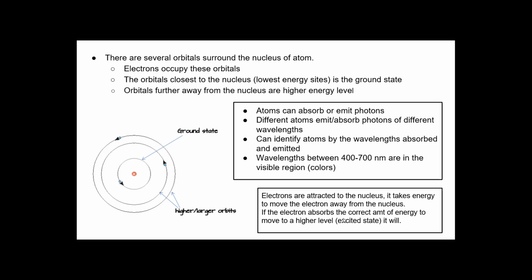Electrons are attracted to the nucleus. It takes energy to move the electron away from the nucleus. If the electron absorbs the correct amount of energy, it will move to a higher level. Not everything it comes into contact with will interact. If an electron interacts with energy, it may not do anything, because if it doesn't have the correct key to the lock, nothing happens.